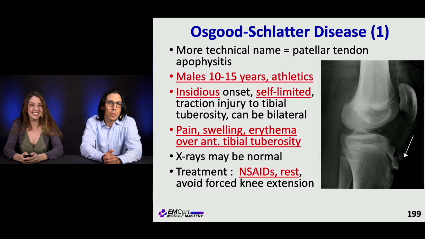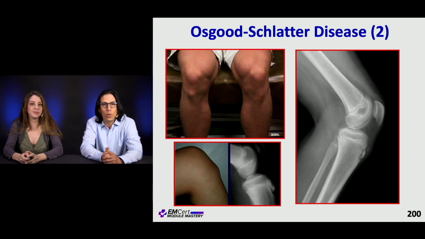Okay, next we're going to talk about Osgood-Schlatter disease. The technical name for this is patellar tendon epiphysitis. This is classically the adolescent male athlete. Thankfully, I was never athletic enough to suffer from this disease. It's insidious in onset. It's self-limited. You can get pain and swelling right over the anterior tibial tuberosity. X-rays may not show anything. The treatment here is NSAIDs, rest, and avoiding forced knee extension. And now we have a couple of pictures here. You can see that prominence right over the anterior tibial tuberosity associated with this.